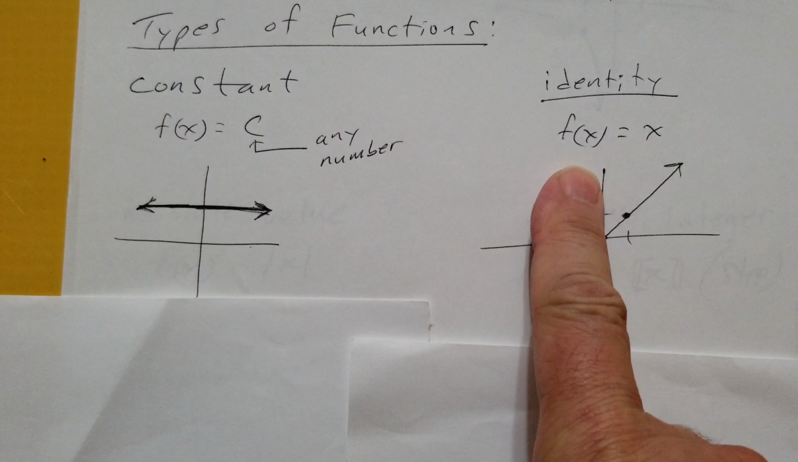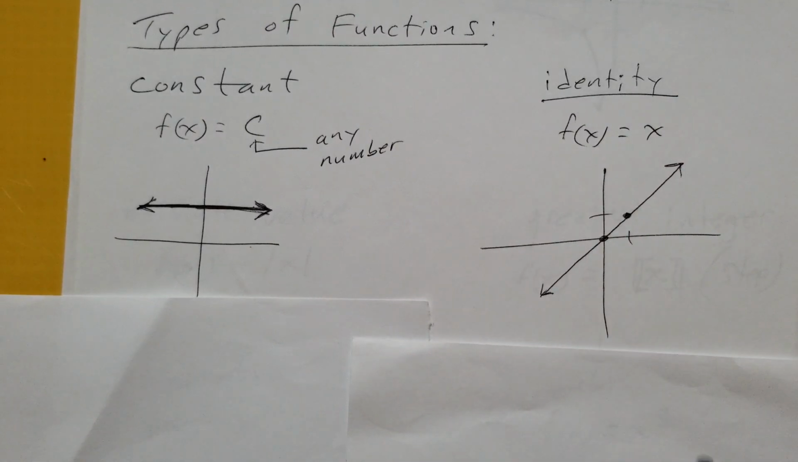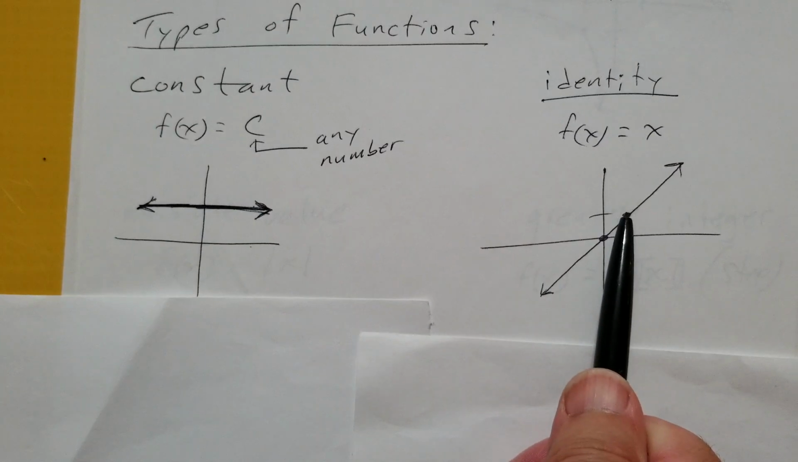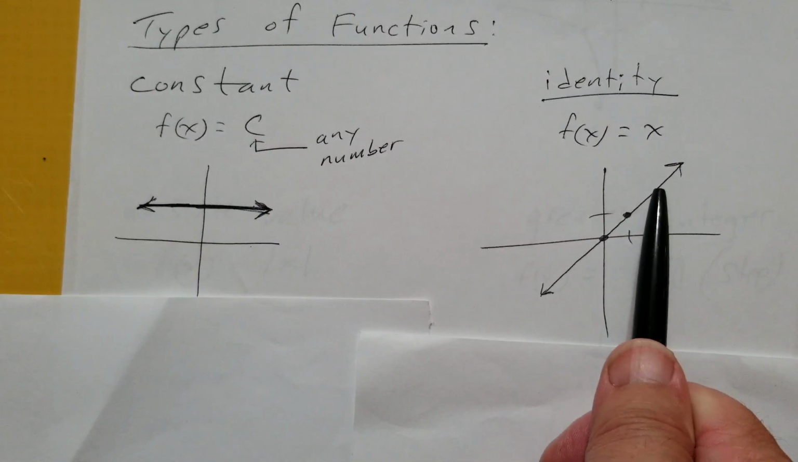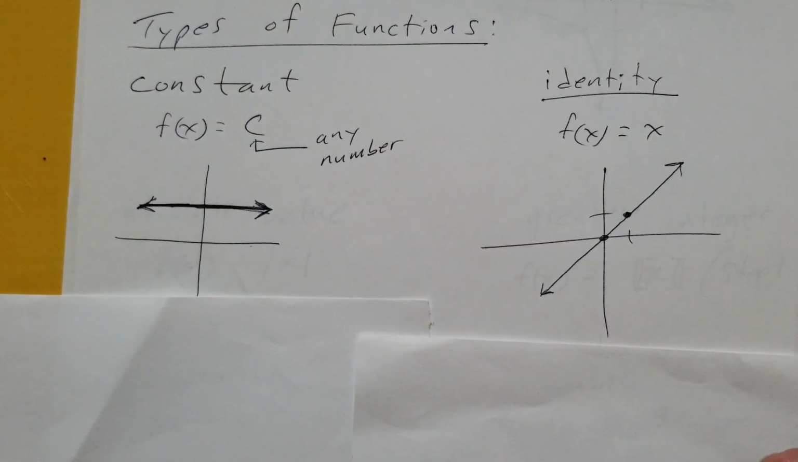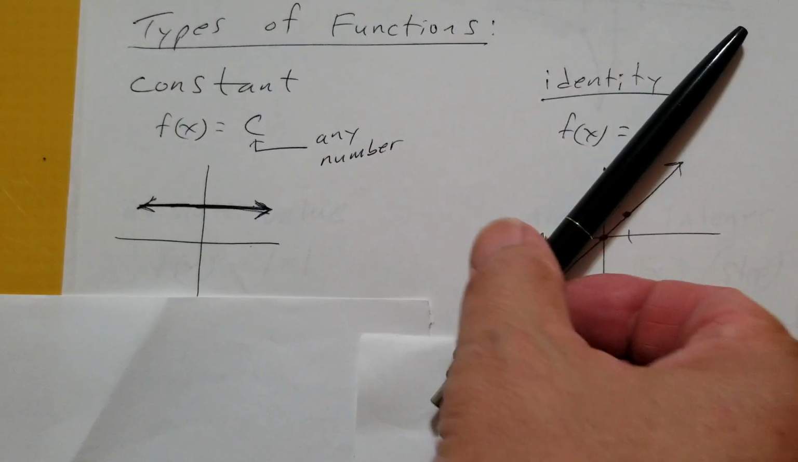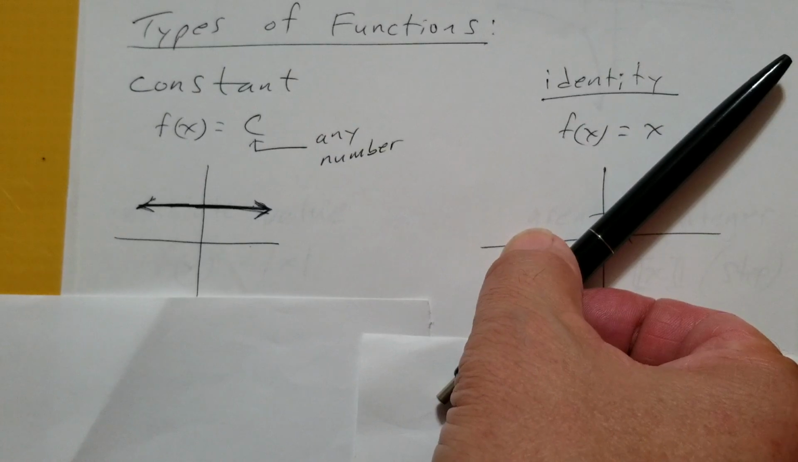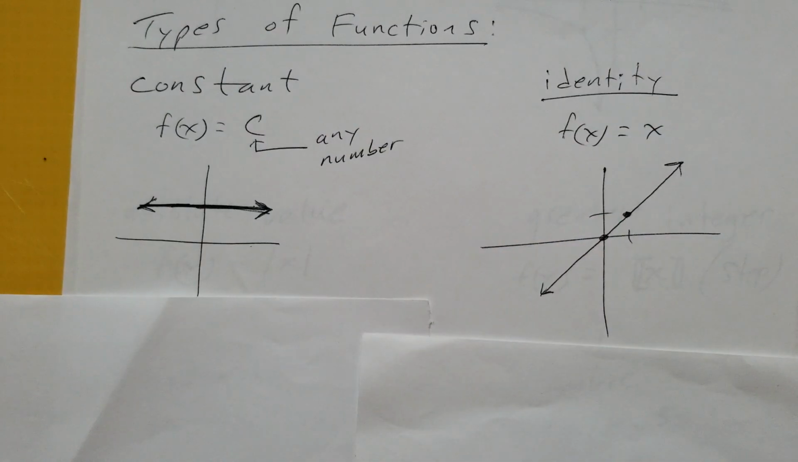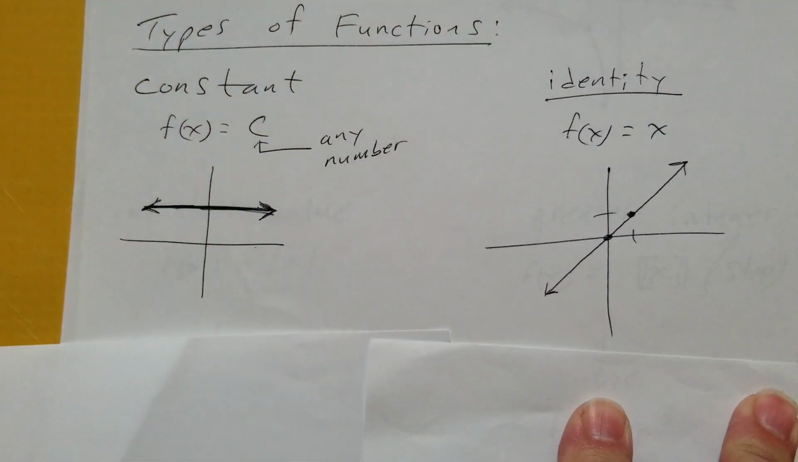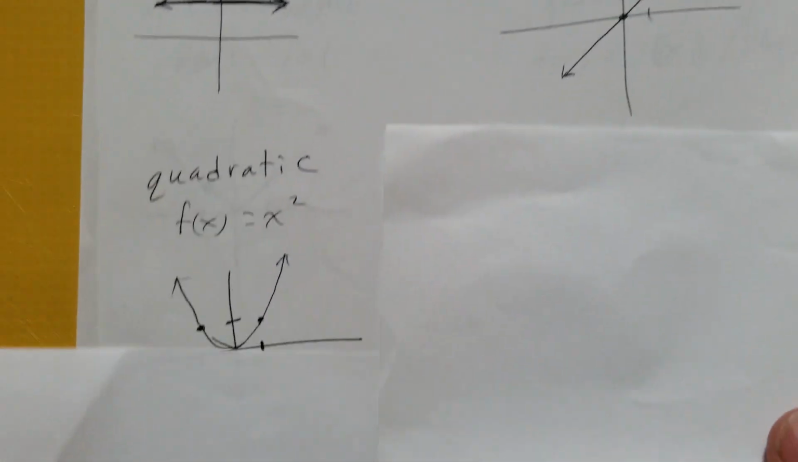Then we move on to f of x equals x, right? Another way of looking at this is y equals x. Whatever x is, y is the same thing. So if x is 1, y is 1. If x is 2, y is 2. If x is 3, y is 3. So this is a straight line, but it's not horizontal, it's diagonal like that, okay? That's f of x equals x, all right? That's called the identity function.